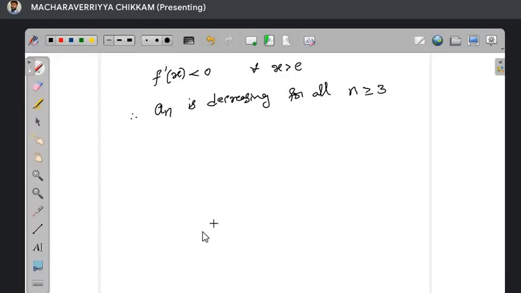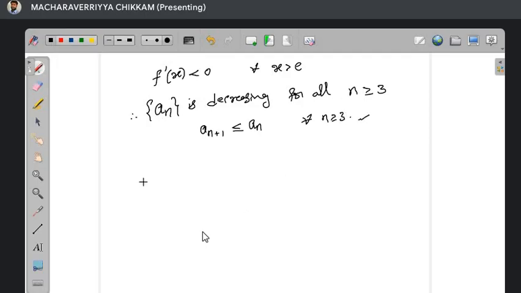Okay, the natural number bigger than e is 3, so I'm taking 3 here. So this sequence is decreasing from 3 onwards. In other words, it satisfies this condition: a_(n+1) is less than or equal to a_n for all n greater than or equal to 3. Okay, so the second condition is also satisfied.